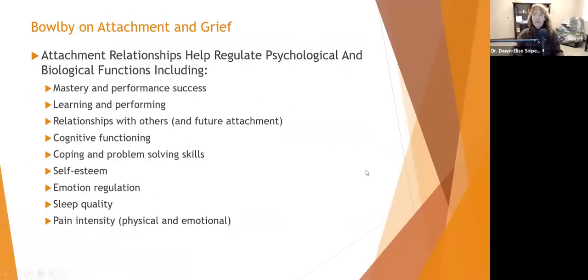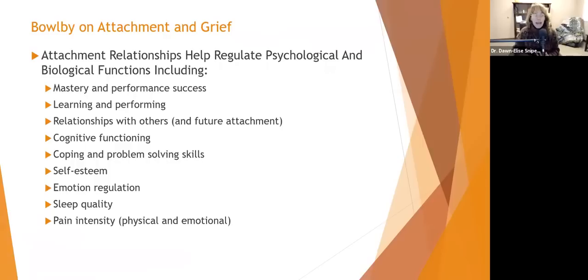Attachment relationships help regulate psychological and biological functioning, including mastery and performance success. We are not going to be as motivated, we are not going to be as willing to actually step out and try if we don't have a secure base. If we have a secure base, then we tend to have more perseverance. That secure attachment figure is going to be more likely to encourage us to continue to try to do things and to venture out. Learning and performing, the same thing.